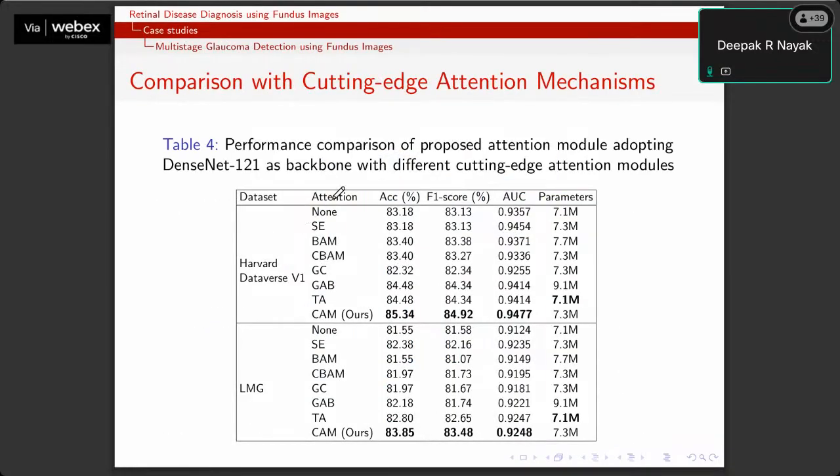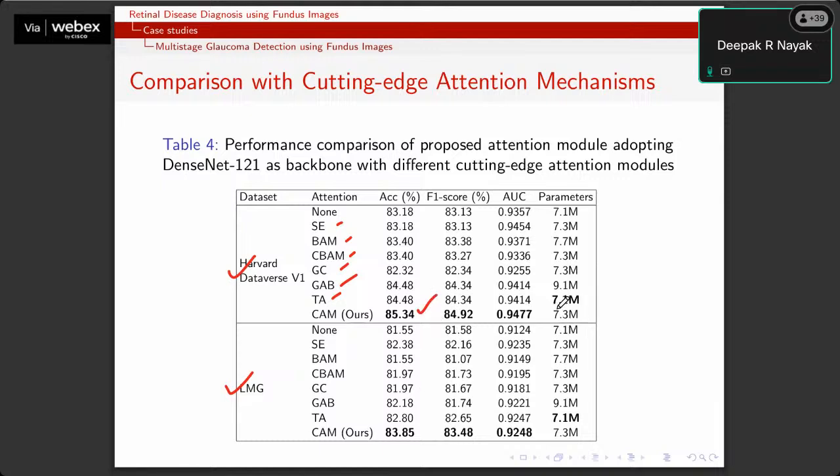So here are some of the results which we have obtained on two different datasets. Here is the Harvard dataset, which is available. Here is a dataset which we have created by combining different similar datasets, which is a little bit bigger than the dataset that is already available. And here you can see the results of the proposed cascaded attention module compared to triplet attention, GAP, GC, CBAM, BAM, and AC. These are state-of-the-art attention mechanisms, and you can see that the performance we are getting is really superior compared to the others.